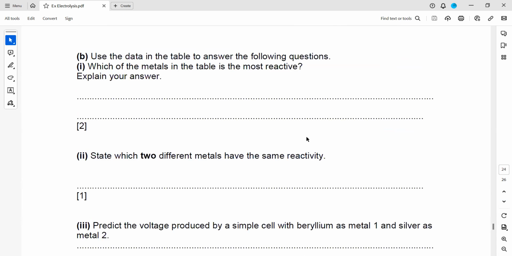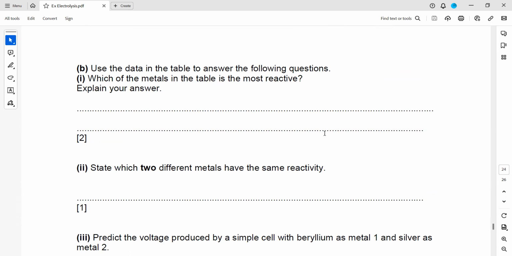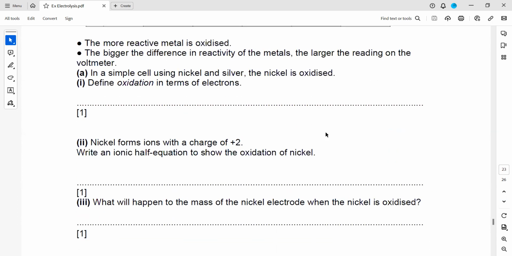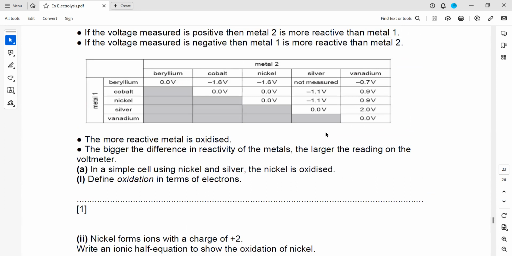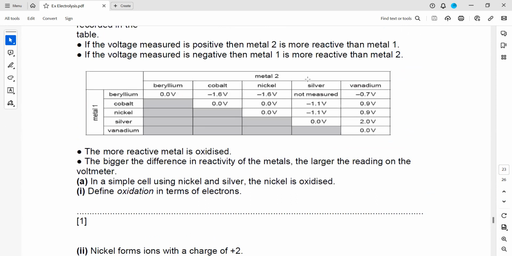Use the data in the table to answer the following question. Which of the metals in the table is the most reactive? So they mention here, if the voltage measured is positive, then metal 2 is more reactive. If the voltage measured is negative, then metal 1 is more reactive. When we check beryllium and cobalt, we get a negative voltage. Which is more reactive, metal 1 or 2?